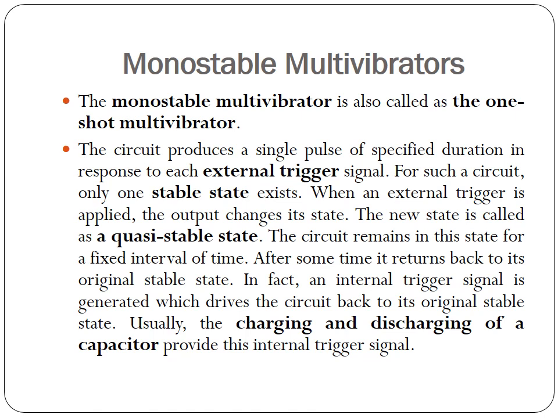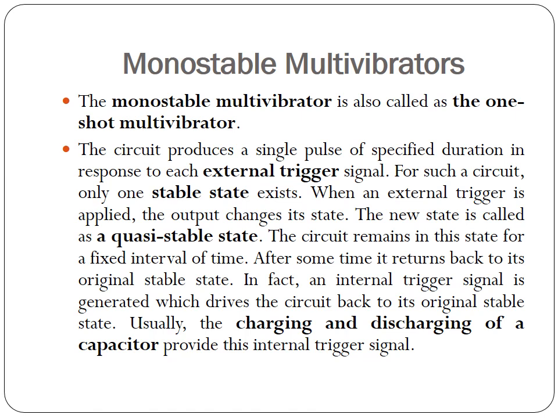Only one triggering pulse is required to come back to the permanent stable state. So frequency of output is equal to frequency of input triggering pulse, thus called as single shot or monoshot multivibrator. So this circuit produces a single pulse of specified duration in response to each external trigger signal.